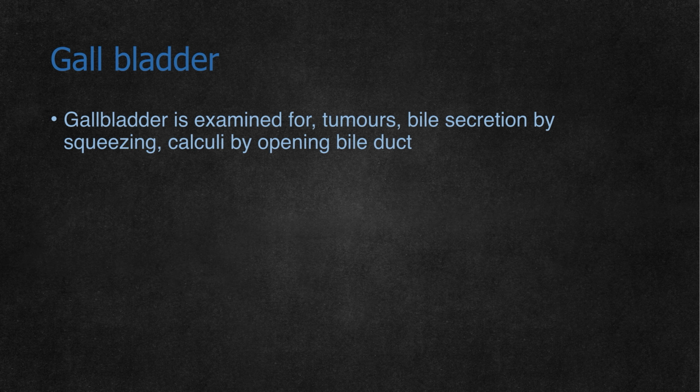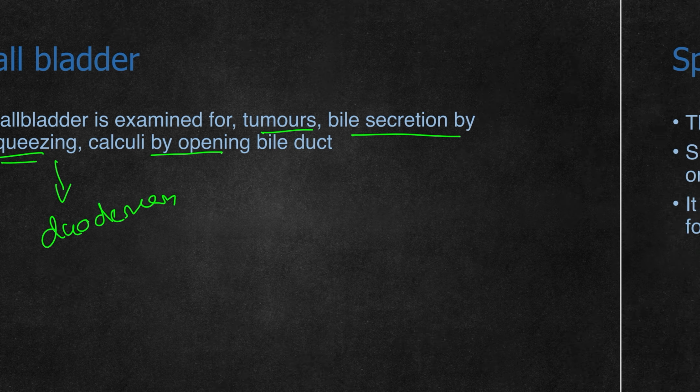Then the gallbladder is examined, mainly if stones or any abnormality like abscess or cholecystitis is suspected. The gallbladder is examined for tumors and bile secretions. Bile secretion can be examined by squeezing the gallbladder, and its secretion into the duodenal opening has to be examined while the stomach is not yet dissected. Then calculi can be detected by opening the bile duct.